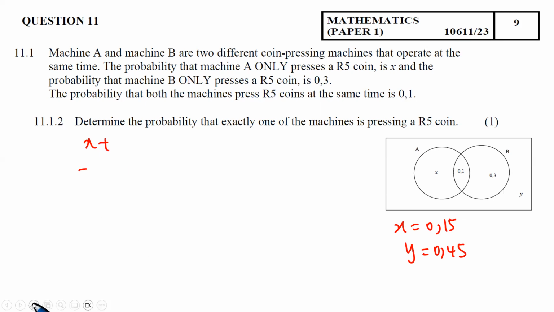Okay, look, because now if exactly one of the machines, so it's either A or B, but not both. So you're going to take the x here and here. If it's only A, then it's x, but if it's only B, 0.3. So it's either x or 0.3, x plus 0.3. What is x? It is 0.15. What is the other one? It is 0.3. So this is 0.45.